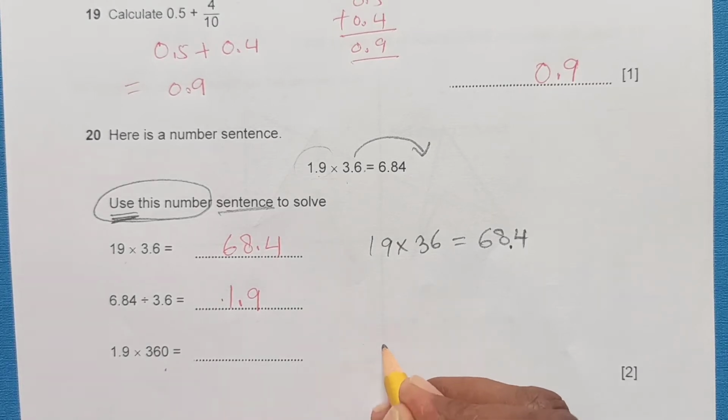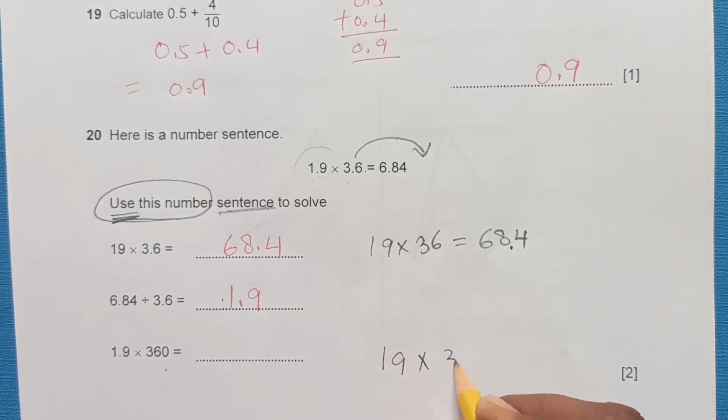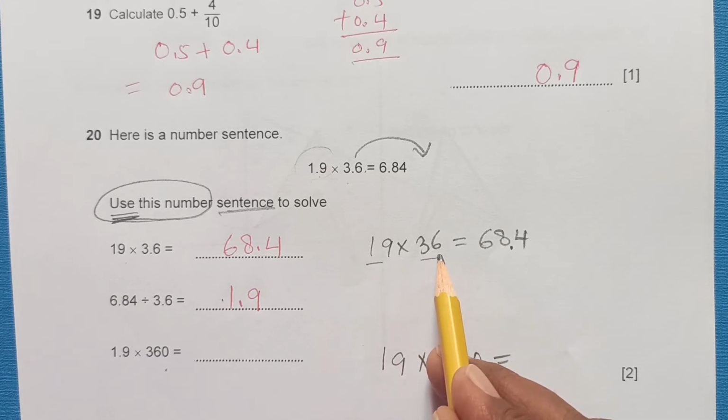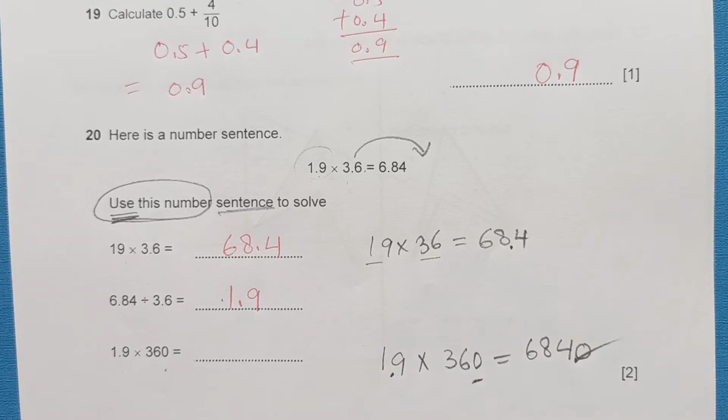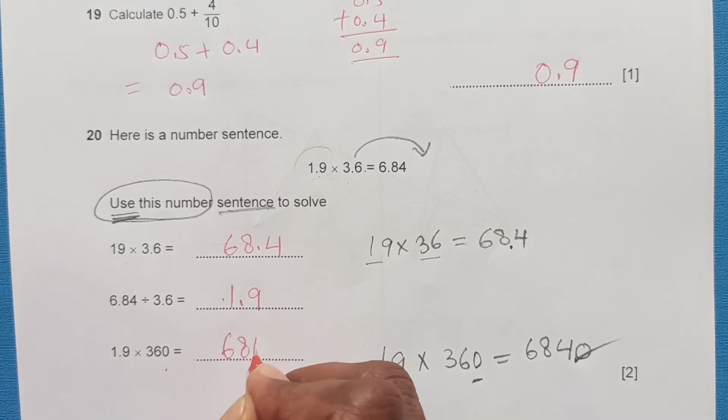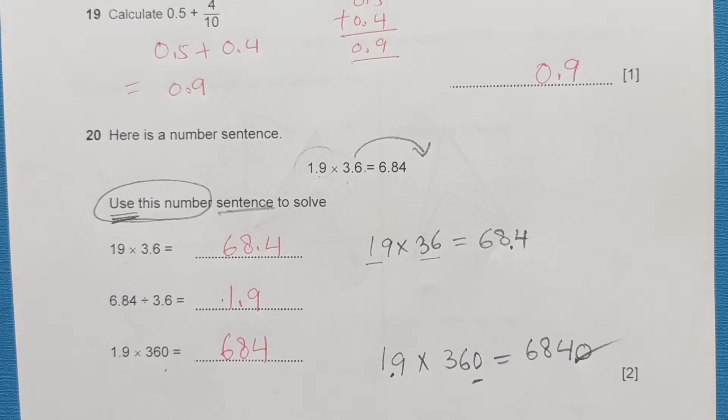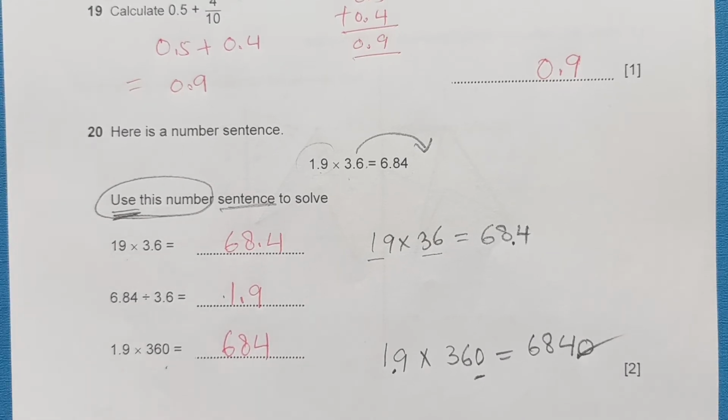Now next, 19 times 360. So as you see here, 19 times 36 is 684, right? There is a 0, so we are going to add a 0 there. And here it is 1.9, so add the 1.9 decimal here, so 1 decimal will come here. So this 0 is gone, so your final answer is 684, right? You got it?